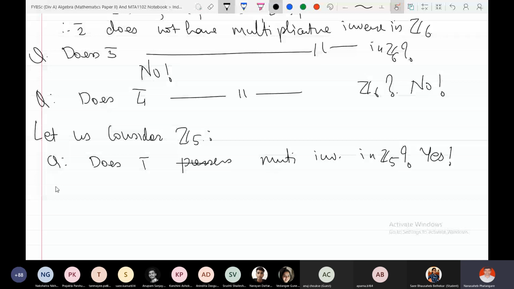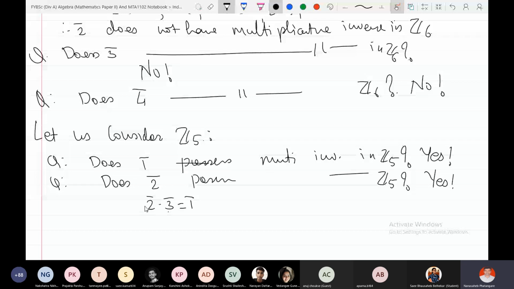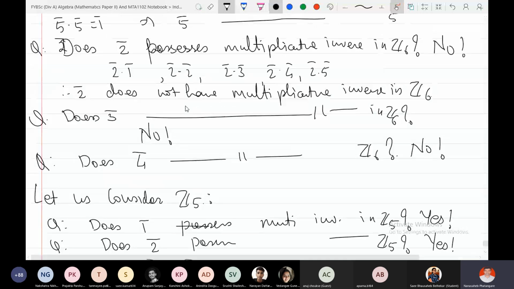My next question. Does 2 bar possess a multiplicative inverse in Z5? Yes, 3 bar, because 2 bar into 3 bar is 1 bar. So 3 bar is the multiplicative inverse of 2 bar in Z5. That we have already, and it is very easy from this multiplication table.